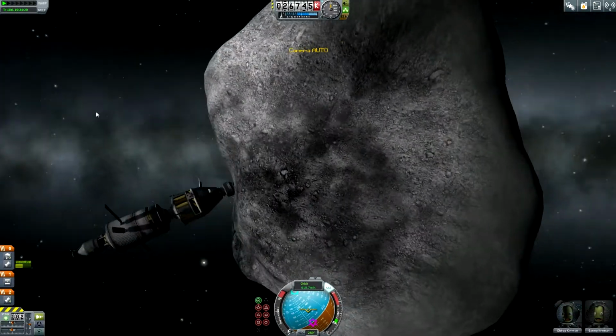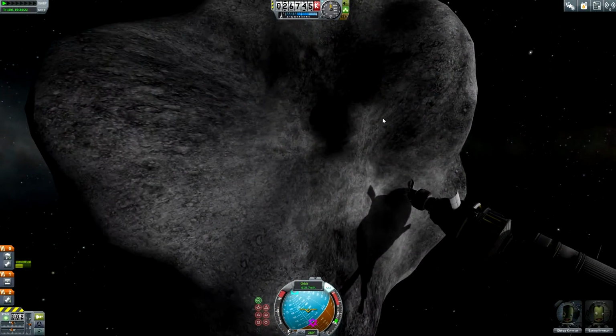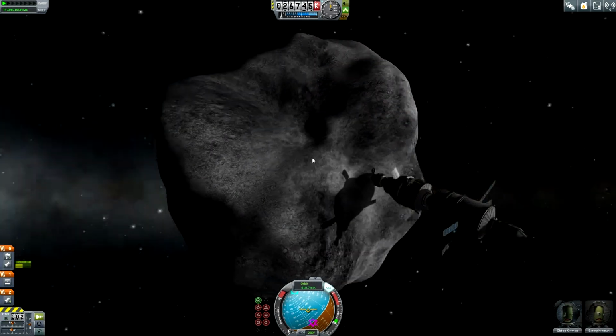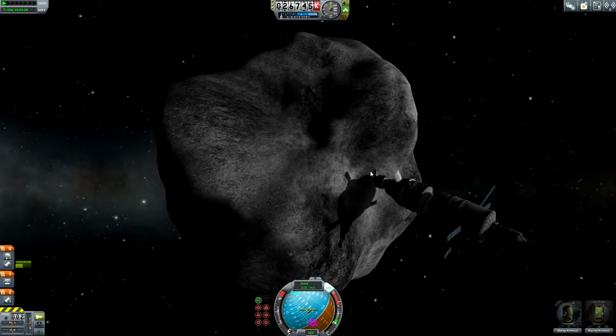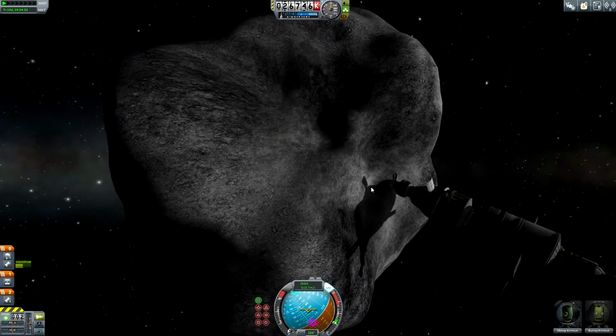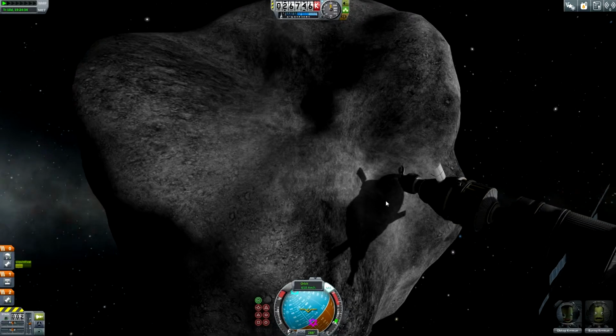I have no idea what the mass of my spacecraft is, but I would assume this huge piece of rock has a mass of more than 300 tons. Oh dear, how should I ever capture this?